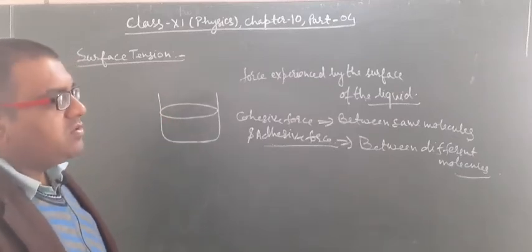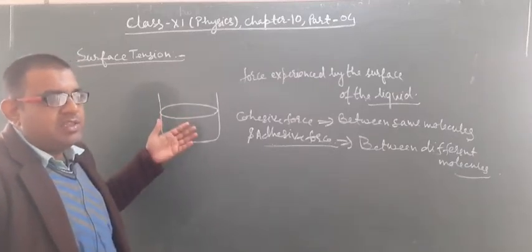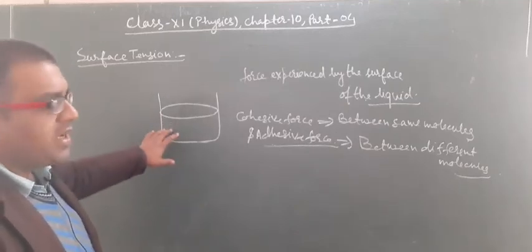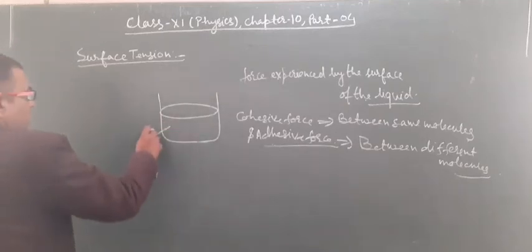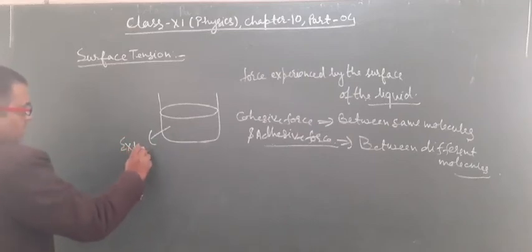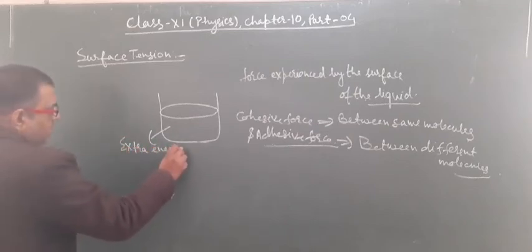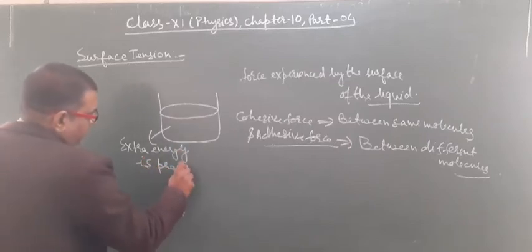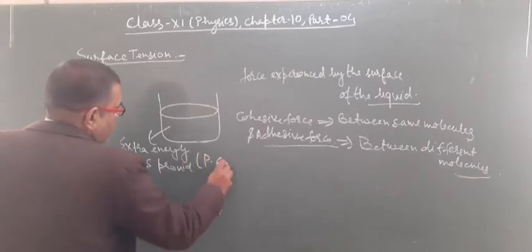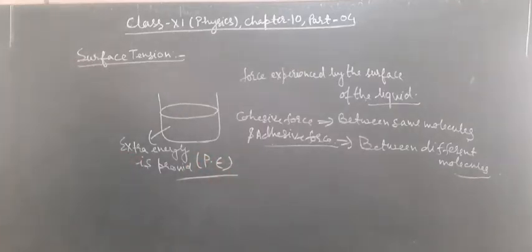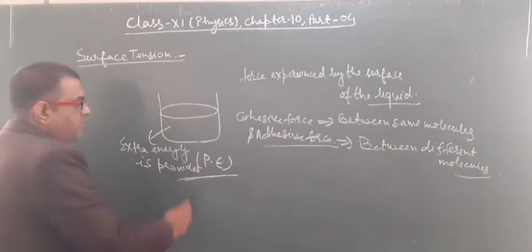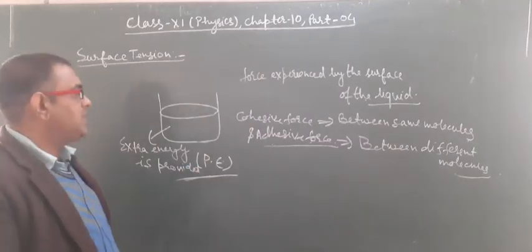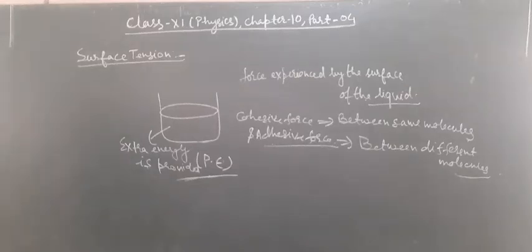So due to the effect of these two forces, extra energy is provided to the liquid. The extra energy provided is called potential energy. Extra potential energy is provided to the liquid, and by the help of this extra potential energy, the liquid particles try to maintain their lowest energy state.